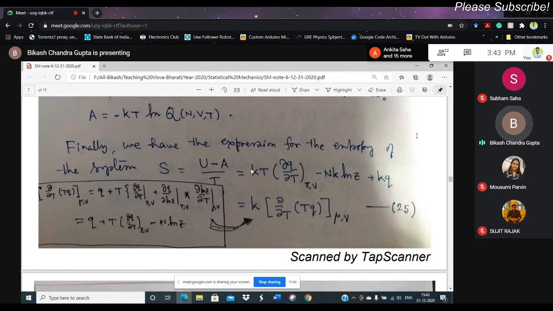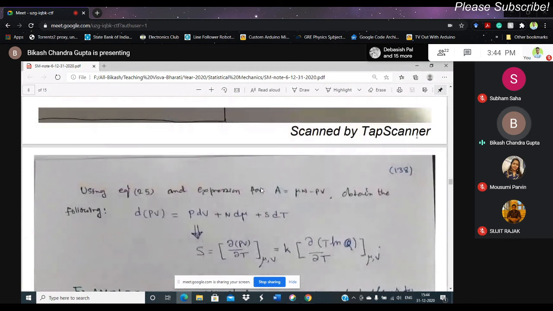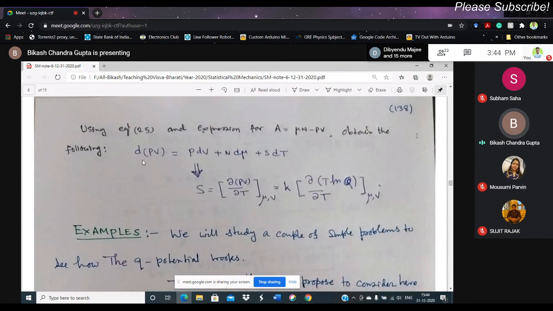Okay, kT del q del T, this and this. And then you know, this can be written like this, because here it is shown that del by del T of qT is basically this term, which is nothing but this. If you take k common, then the remaining part is nothing but this. Okay, so this is it. This can be found in the patch here. So this is the expression for the entropy here.